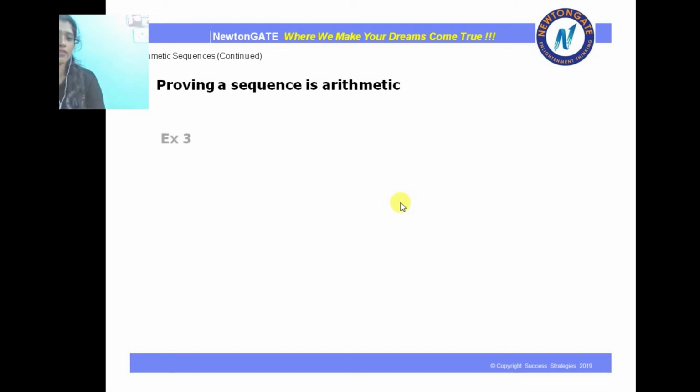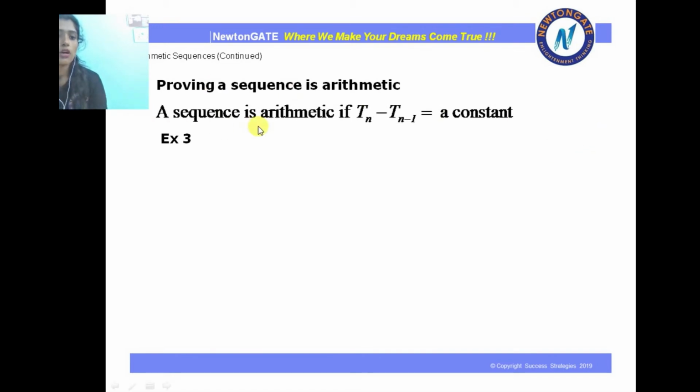So what if a sequence is given and we have to prove that it is arithmetic? How will we know that a particular sequence is arithmetic or not? A sequence will be arithmetic only if Tn minus Tn-1 is a constant value. If I subtract the subsequent terms, every time I should be getting a constant value. And that is how we will know that a sequence is arithmetic.